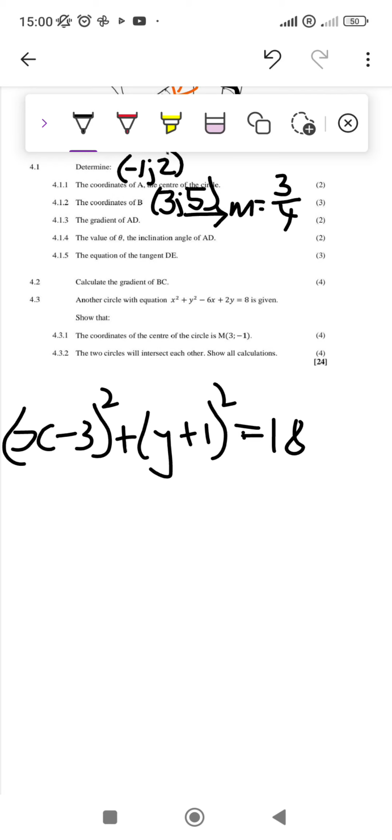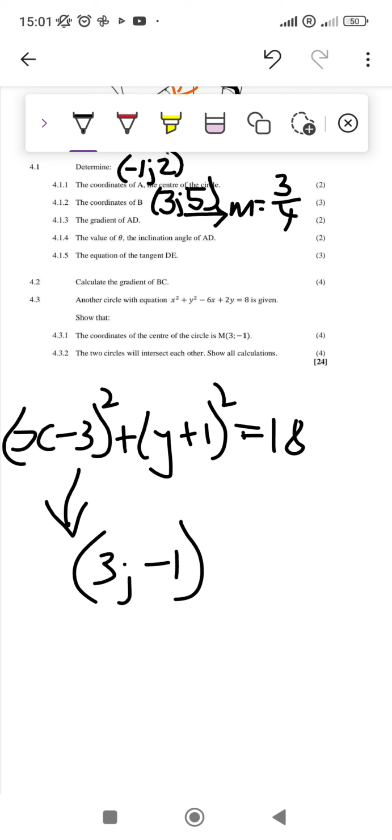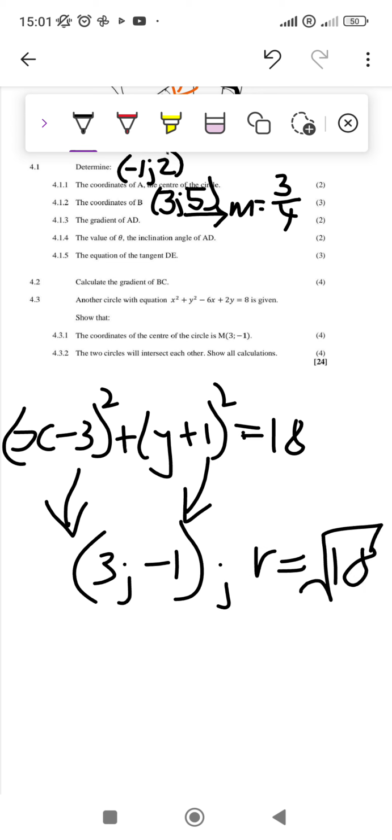In our last video, we ended up with (x - 3)² + (y + 1)² = 18, right? So we know that our center is going to be (3, -1), right? And then we know that our r is going to equal the square root of 18. Great. So now let's look at 4.3.2.